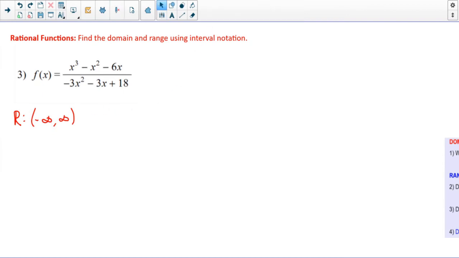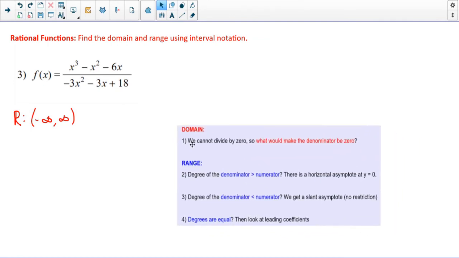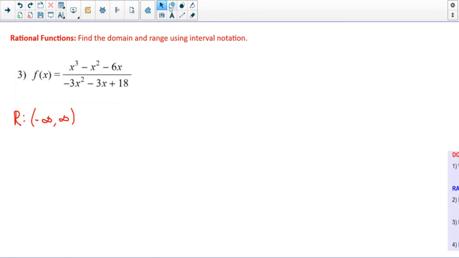For the domain, that's going to be a little trickier. So let's go back to our rule for the domain. We cannot divide by zero. So what's going to make this denominator be zero? This denominator is a big quadratic on the bottom here. So I could solve this with the quadratic formula, or I could solve this by factoring. But either way, I have to figure out what are the zeros of this because we can't have zeros in there. All right. I'm going to do this by factoring because it's a little easier, but you could also use the quadratic formula.